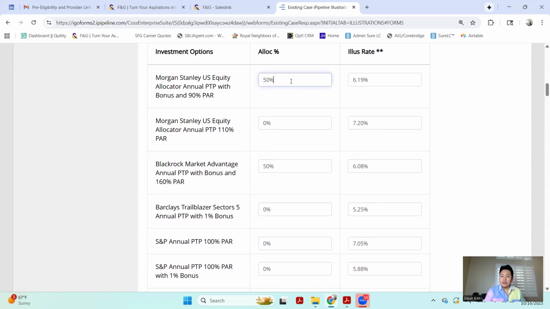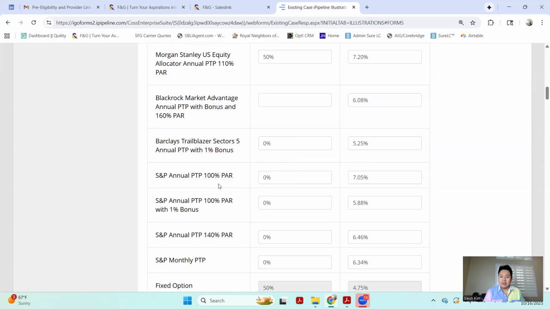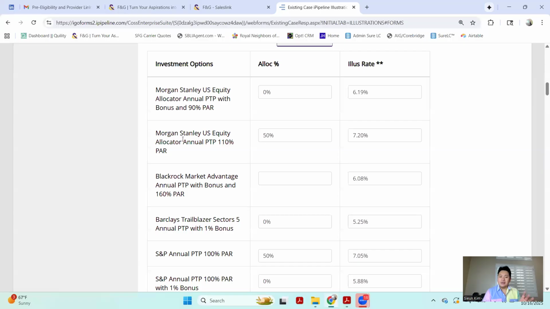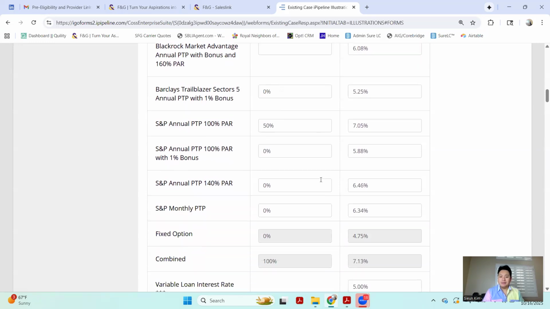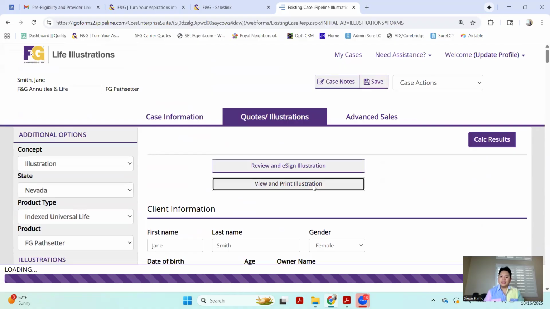What I do is I switch out the ones that are lower and I put 50% into Morgan Stanley. And then I erase the BlackRock, and I go down and look at S&P annual point-to-point 100% participation, which is 7.05, and I put 50% here. Then I've diversified a little bit inside of the IUL so the client can take advantage of the Morgan Stanley index and also the S&P 500 index. Okay, and that's it. And once you're done with that, you click on View and Print Illustration.